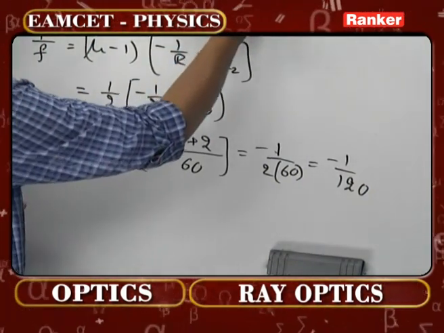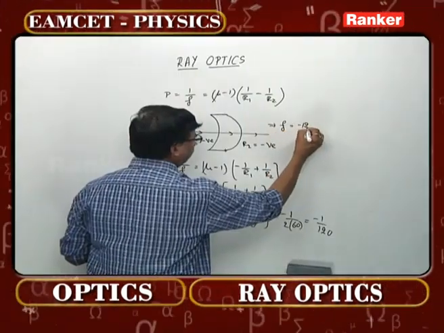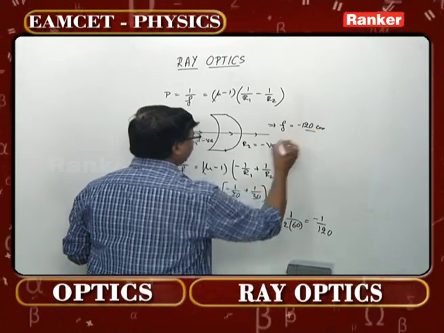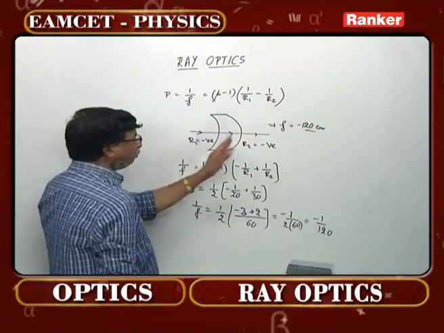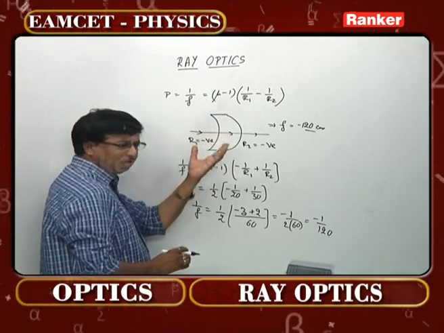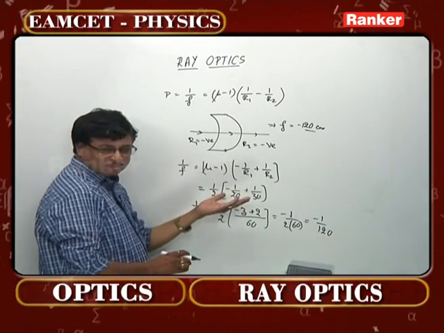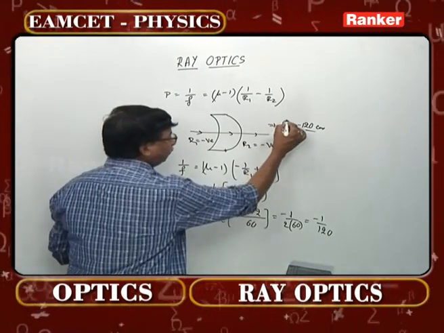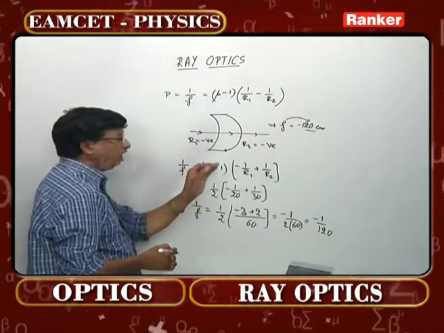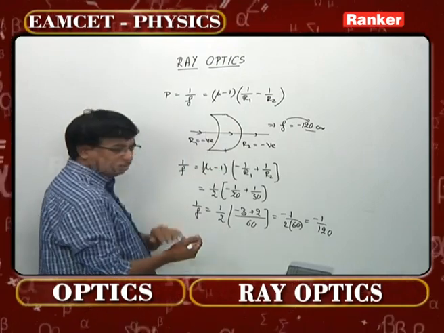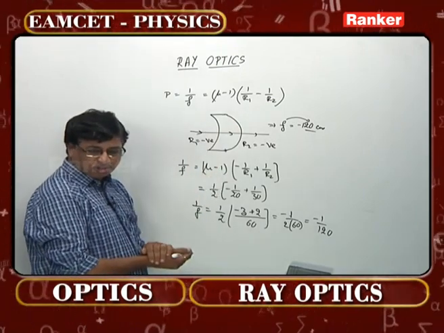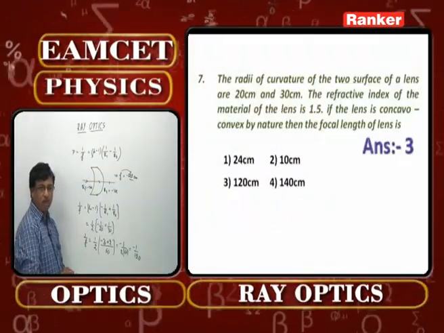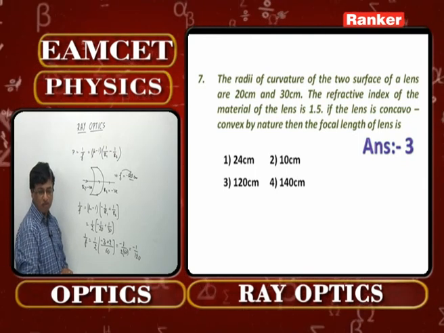Then automatically what will be the focal length over here? It should be minus 120 centimeter. That minus only shows that it is behaving like a diverging lens. But here he has not mentioned the sign. That means the focal length over here generally is 120 centimeter. So what is the correct option over here now? Third option must be the correct option for this question number 7.